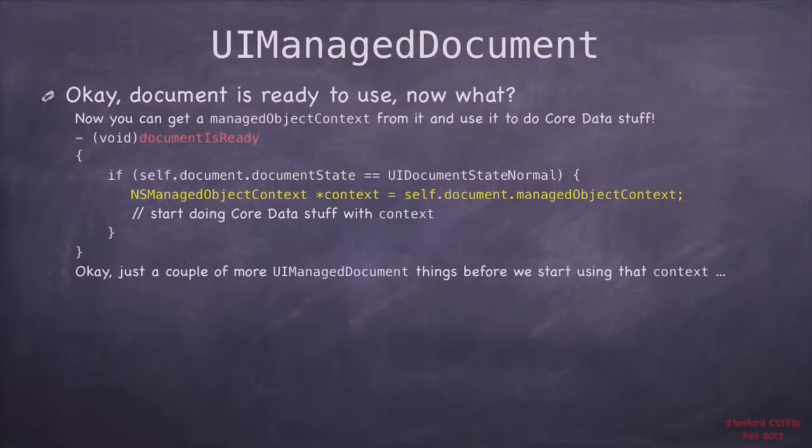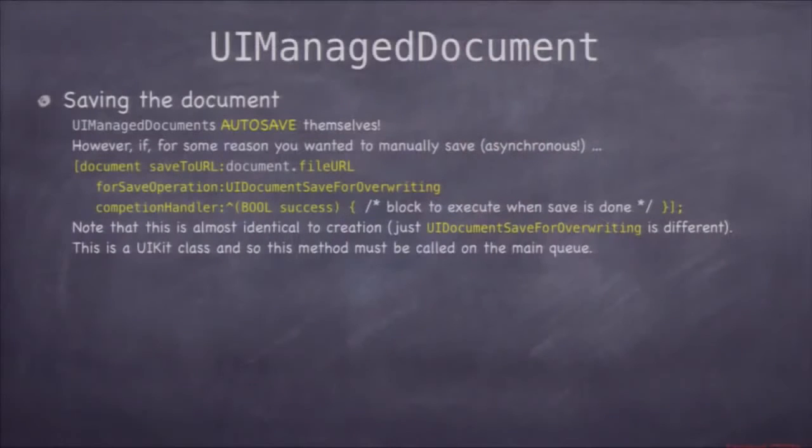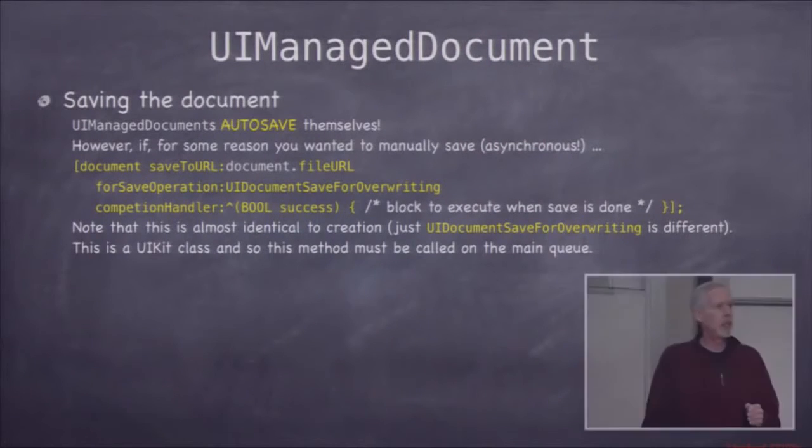So anyway, let's say I have this document in a normal state. Now what am I going to do? Now I'm going to grab that NSManagedObjectContext and go start doing some Core Data stuff. That's it. So this is how we get started. Now, before we dive into what we're going to do with that NSManagedObjectContext, a couple more things about UIManagedDocument. One is that it is auto-saved. You do not have to save it.